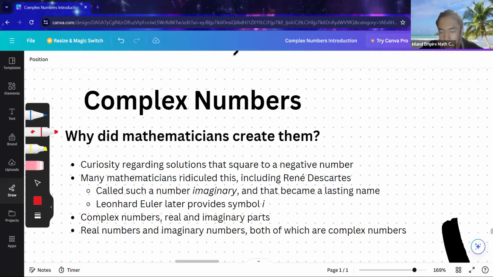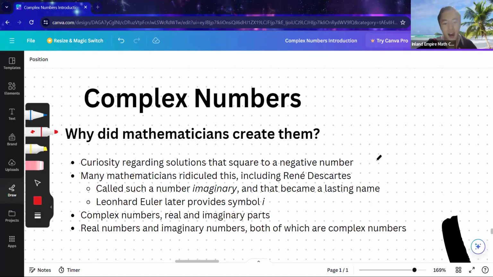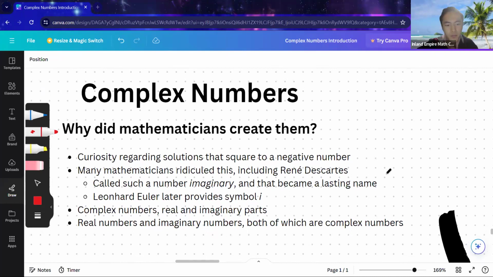Jasper, today we're talking about complex numbers, and I'm just about to go into details, so just tag along.